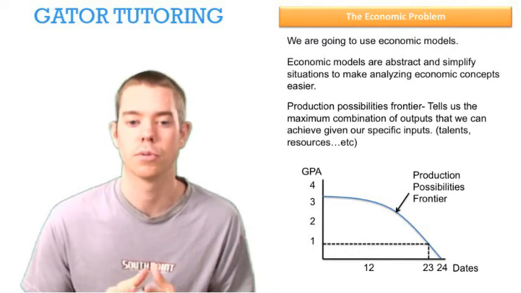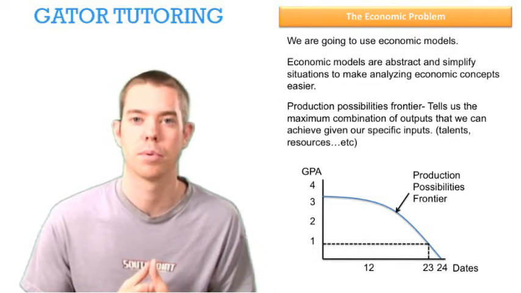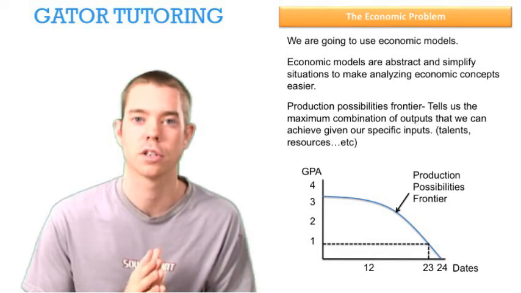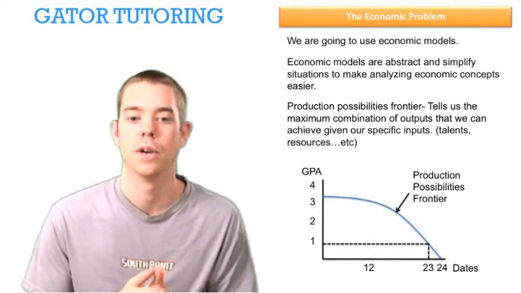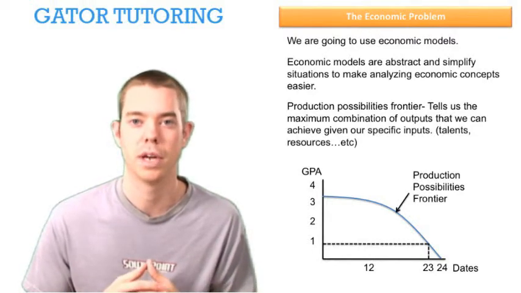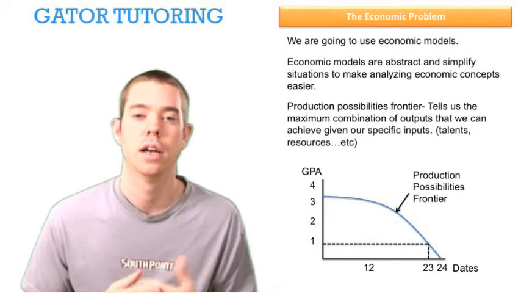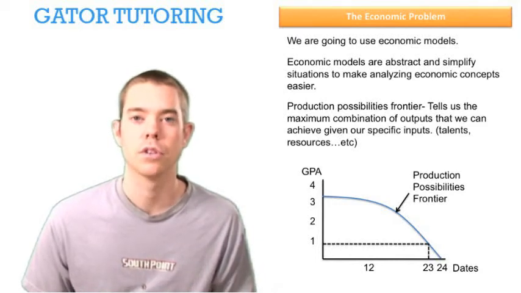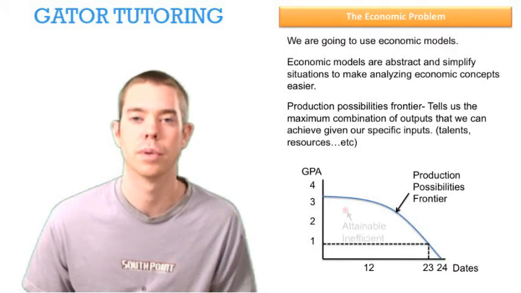So as we go from 12 dates, where it looks like we have a pretty high GPA, if we go up to the production possibilities frontier and over, if we go to 23 dates, we see that we have a GPA of just 1.0, because we're basically spending all of our time dating and none of our time studying. So let's analyze this model a little bit here.